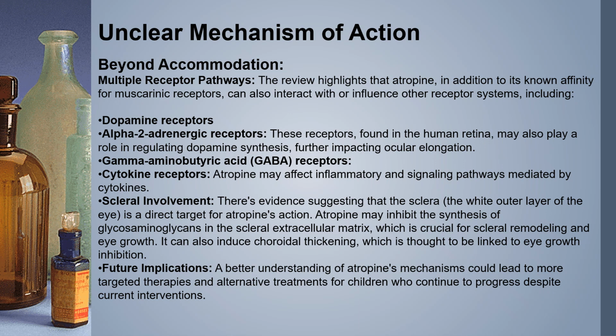And I think most of the other modalities like optical peripheral defocus, low-level red light therapy, or orthokeratology also work via certain of these mechanisms. This is just, in a nutshell, what has been known about the unclear mechanism of action. So it may be working through multiple M1, M2, M3, M4 muscarinic receptors, dopamine receptors in the retina, and alpha-2 adrenergic receptors, which are also found in the human retina. They may be regulating dopamine synthesis, which may impact ocular elongation, or release of dopamine.